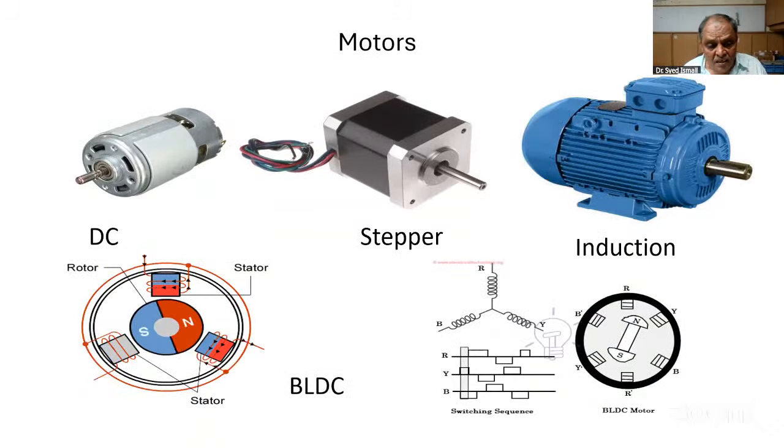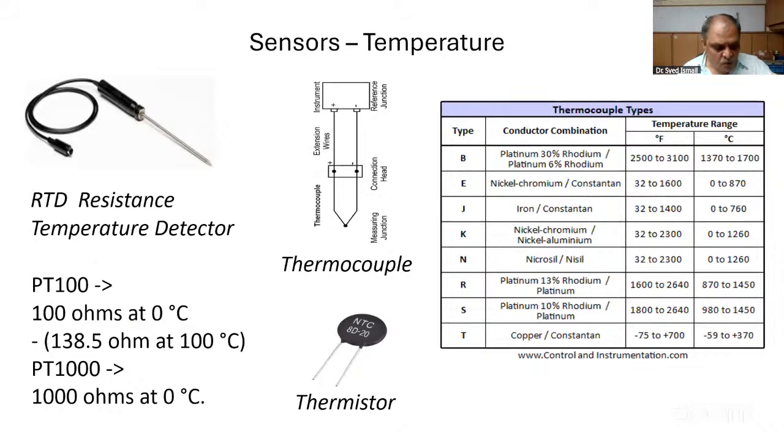Motors, you must understand, are very heavily used in robots and every electronic system. You must understand there are many different types of motors. Induction motor is an AC motor, stepper motor, DC motor, and BLDC motor. These types of motors are available. Which motor you want to use, you have to read about them. Now let's go to sensors for another 5-10 minutes maximum.